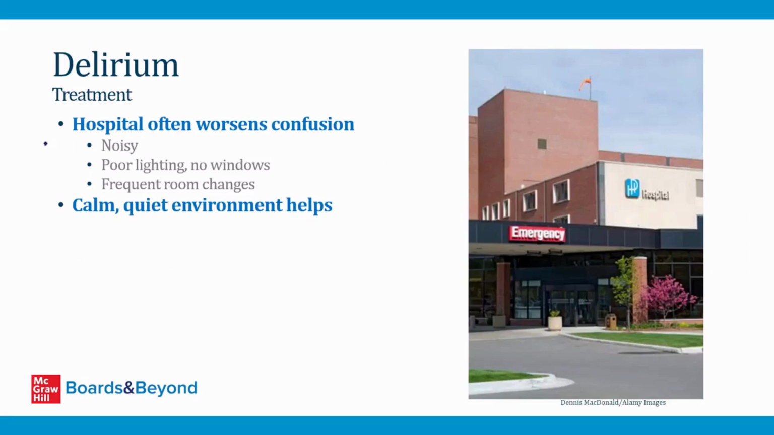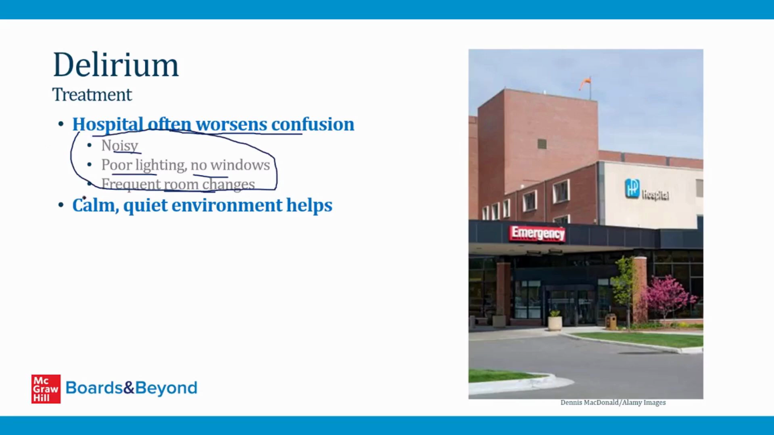Another super important thing to know about delirium is that it's very common in hospitalized elderly patients, and one of the reasons for this is because the hospital environment often worsens confusion. Hospitals are noisy, they sometimes have poor lighting or no windows, patients frequently have to change rooms, and so all of these things can trigger delirium, just being in the hospital environment itself.